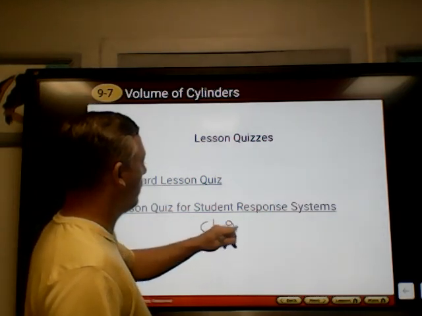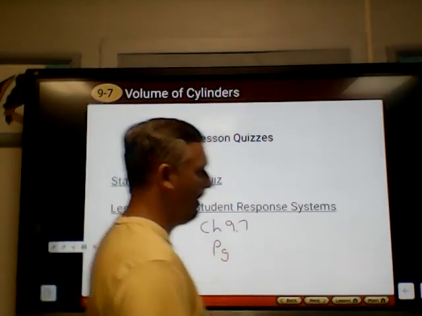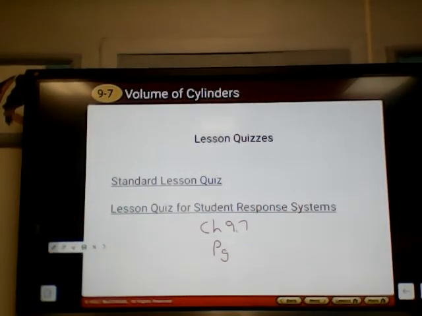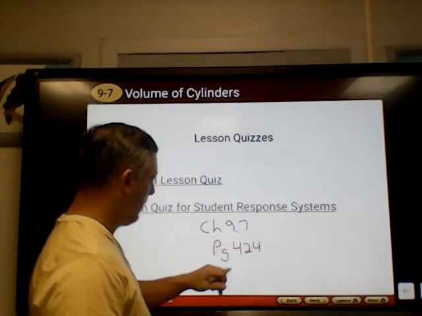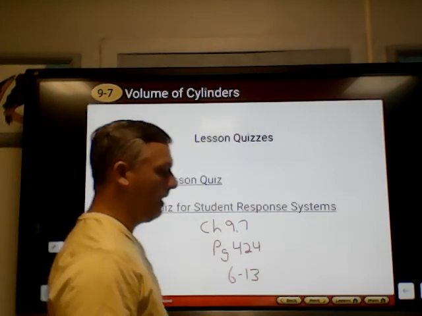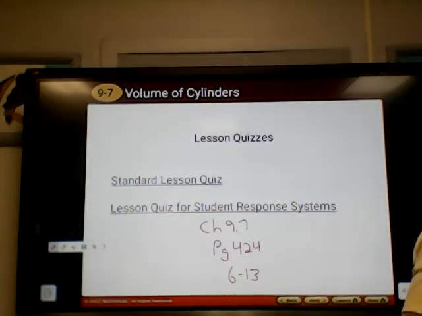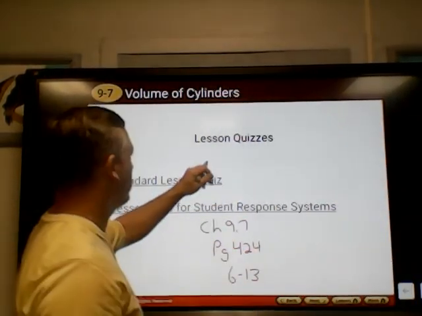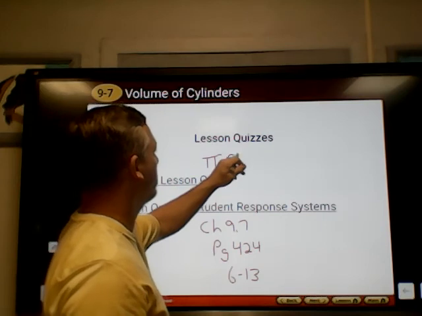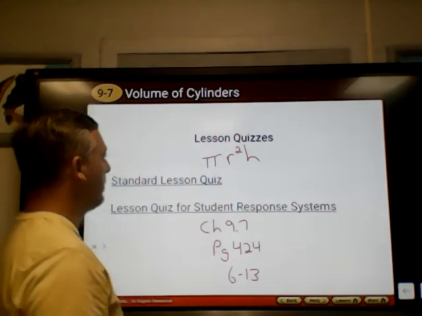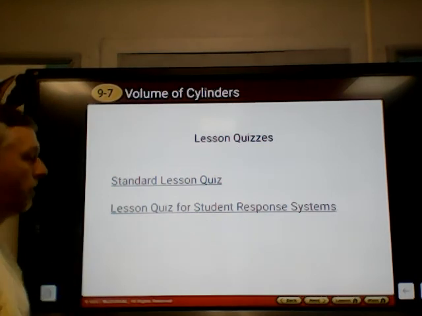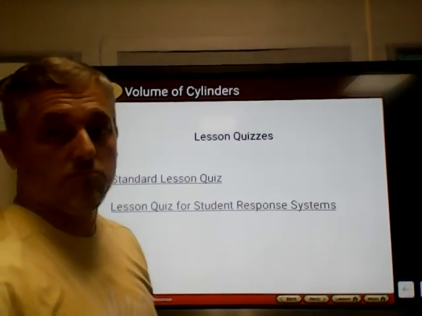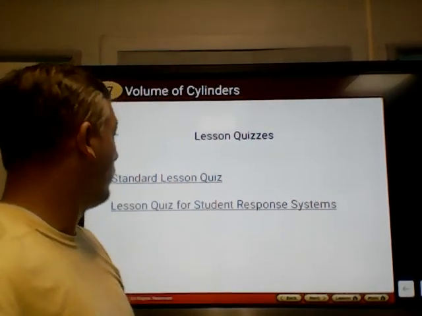So now this homework, it's page 424, and it's only 6 through 13, and it's find volumes of a cylinder. So everything is going to be the same formula, pi times radius squared times height. It's the same formula over and over again. Every question is the same. That completes, I guess, 4 lessons.